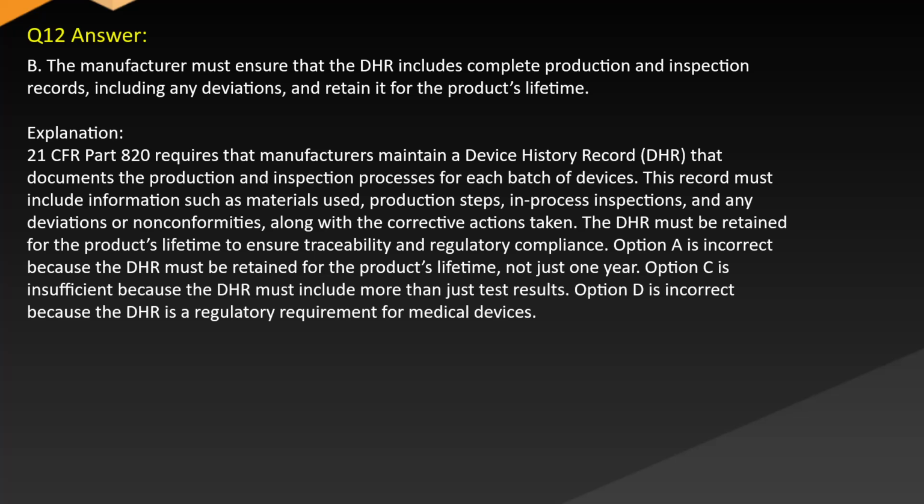This record must include information such as materials, production steps, in-process inspections, and any deviations or nonconformities, along with the corrective actions taken. The DHR must be retained for the product's lifetime to ensure traceability and regulatory compliance. Option A is incorrect because the DHR must be retained for the product's lifetime, not just 1 year. Option C is insufficient because the DHR must include more than just test results. Option D is incorrect because the DHR is a regulatory requirement for medical devices.